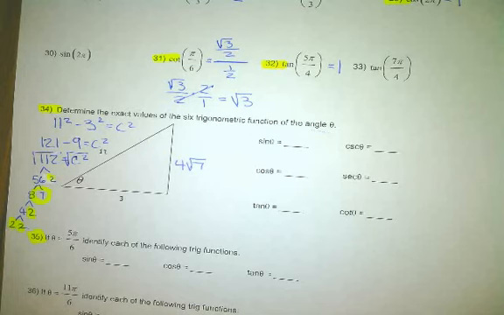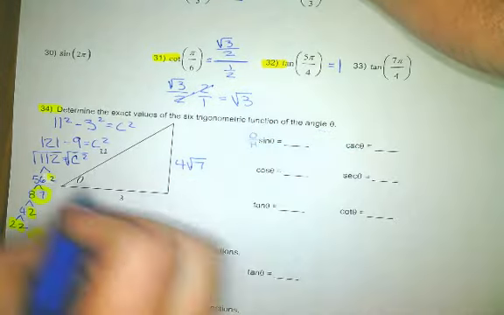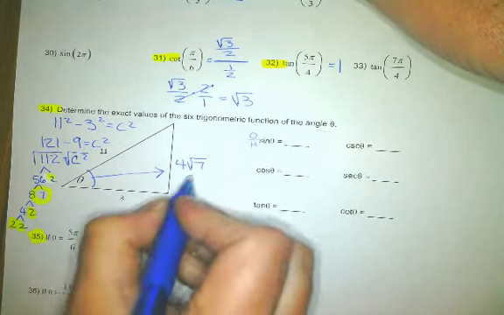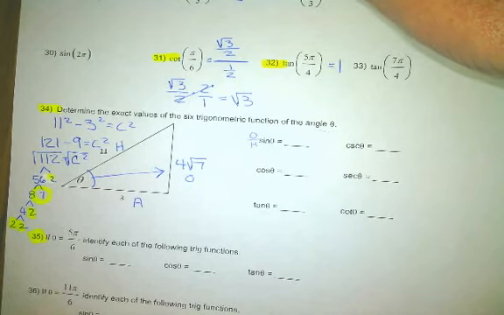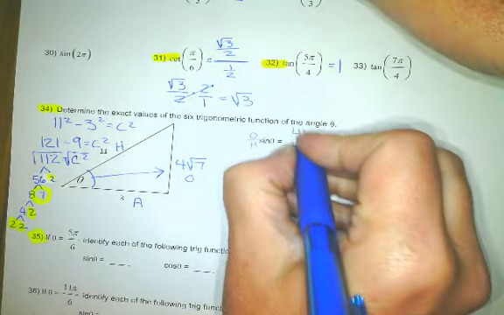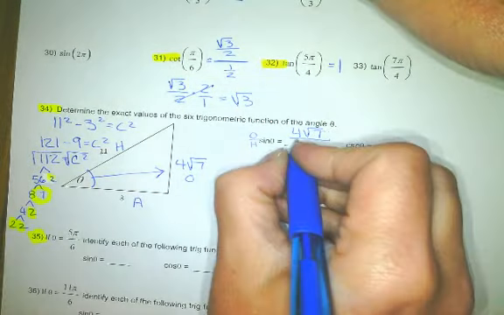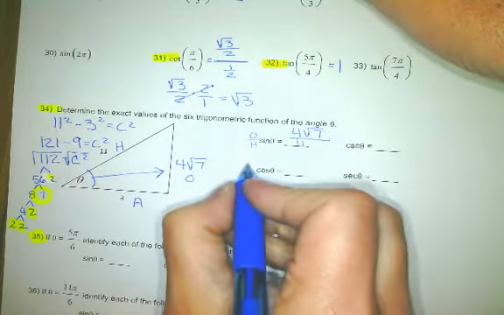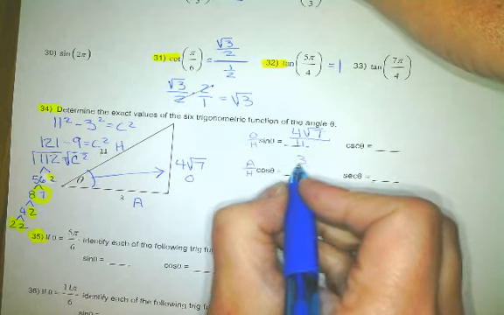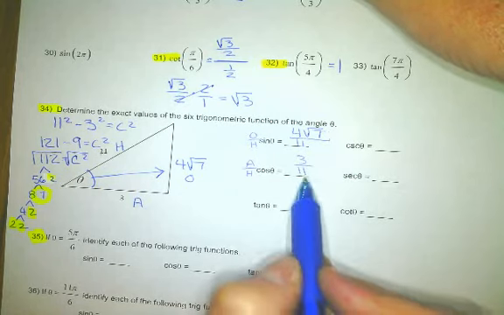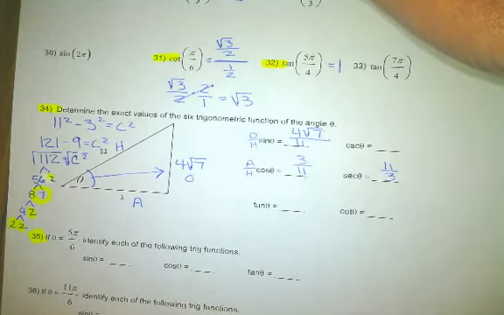Okay, so now I'm going to go through each of them. Sine, again, is O over H. Let me make sure: there's my O, there's my A, and here's my H. So O over H is going to be 4 times the square root of 7 over my H, which is 11. For cosine, remember that's A over H, so that's going to be 3 over 11. Now, it's easy when it doesn't have the radical. I'm just going to come over here and do 11 over 3. That's all you're going to have there.